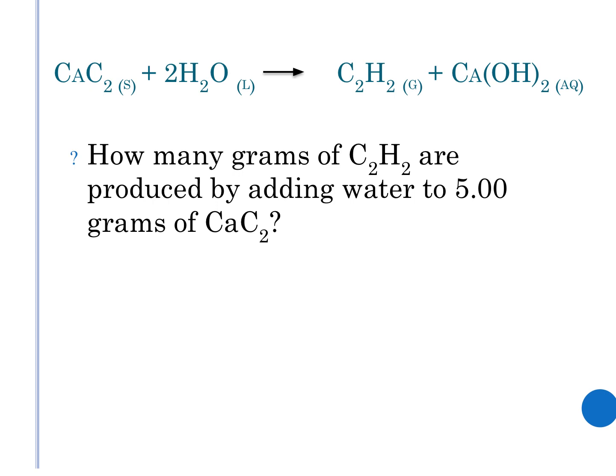This one, I'm going to help you get it started, and then I want you to finish it on your own, okay? So same reaction as the previous problem. This time we're looking at how many grams of C2H2 are produced by adding water to 5 grams of CaC2. Okay, so set it up right. What is your given number that you're starting with? Okay, 5, and what's your unit? Okay, 5 grams. I like to write that under CaC2, so I know that's where I'm starting.